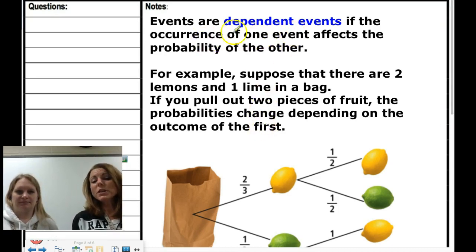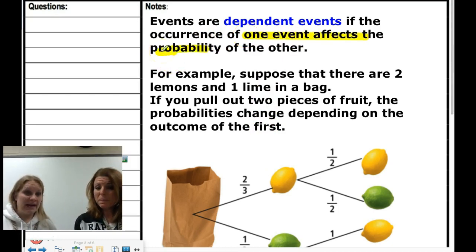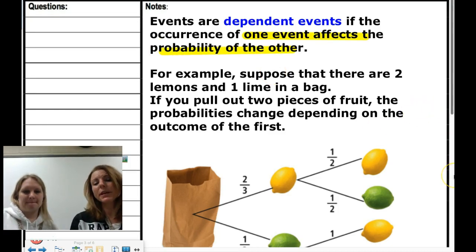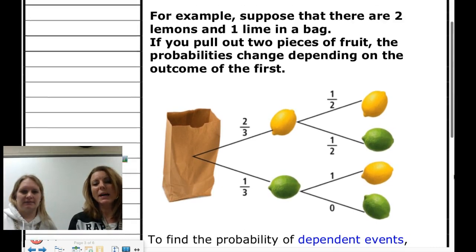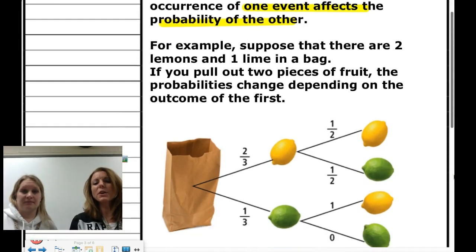That means the occurrence of one event affects the probability of the other. So it depends on the other one. Right. Here's an example, and we also are going to do an example in class. I use a lot of props in this chapter because it helps a lot. So for example, suppose that there are 2 lemons and a lime in a bag. Okay, so 2 lemons and 1 lime in one bag.